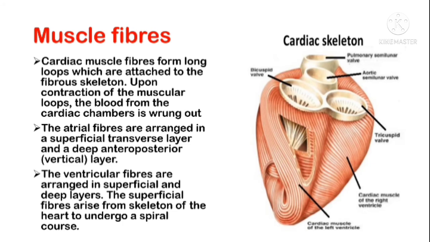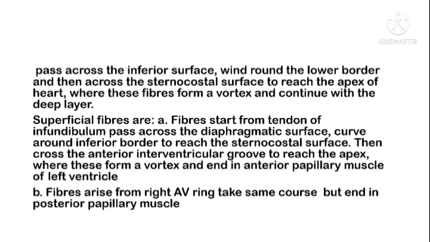The superficial fibers arise from the skeleton of the heart to undergo a spiral course, pass across the inferior surface, wind around the lower border, then across the sternocostal surface to reach the apex of the heart, where the fibers form a vortex and continue with the deep layer. The superficial fibers start from the tendon of the infundibulum and arise from the right AV ring and the left AV ring. The fibers pass across the diaphragmatic surface, curve around the inferior border to reach the sternocostal surface, then cross the anterior interventricular groove to reach the apex.